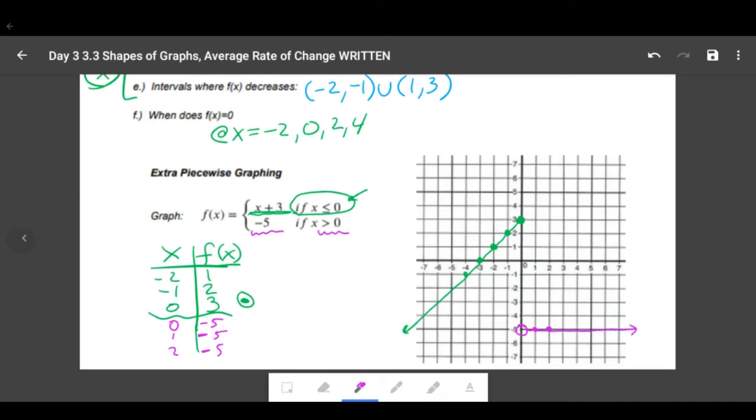Okay, and so there again is my piecewise graph. It's made up of two pieces. Together they form one entire function. My domain would be all reals, right? If I had to go from -infinity to infinity, you could go ahead and answer those types of questions, right?